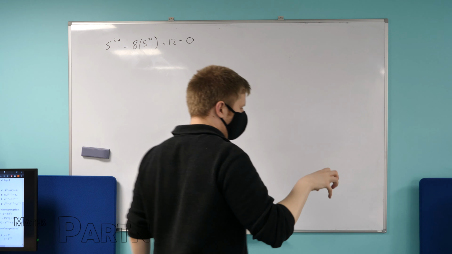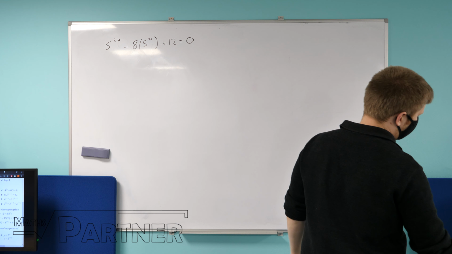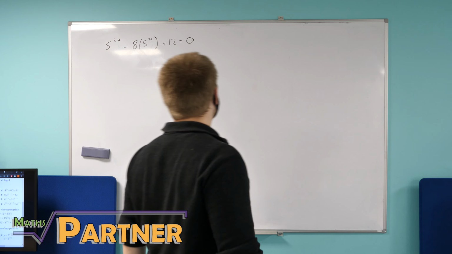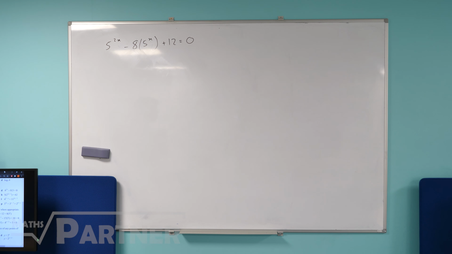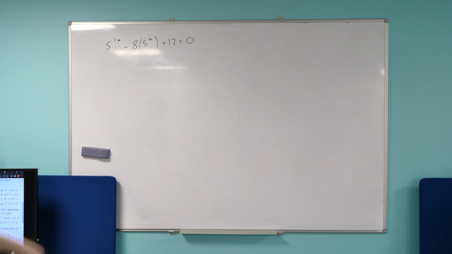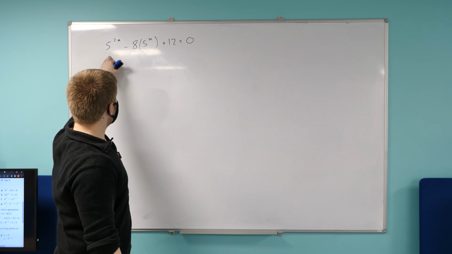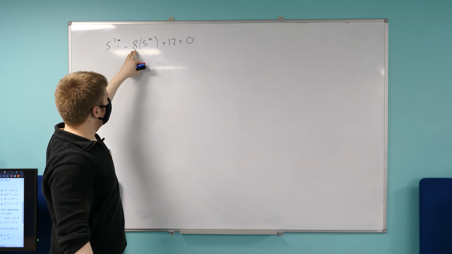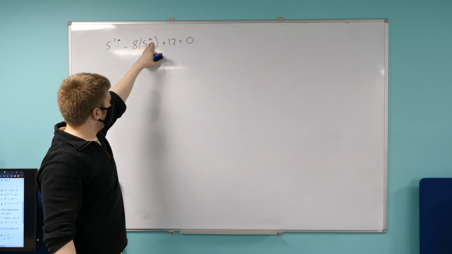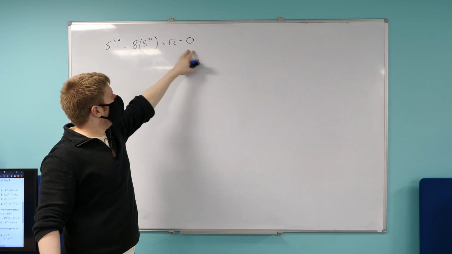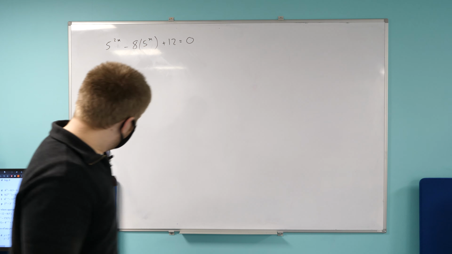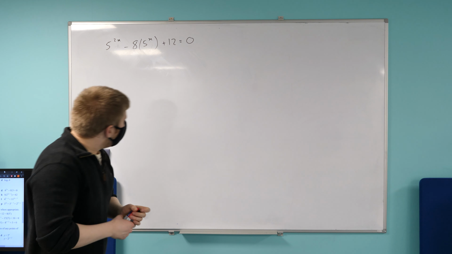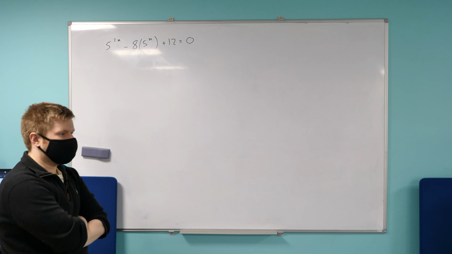Okay, so we'll still continue with the theme of exponentials and logarithms, but I'm going to give you a slightly different equation that I want you to think about. So have a look at this. We've got 5 to the power of 2x minus 8 times 5 to the power of x plus 12 equals 0. Have you got any thoughts of how we could solve this?